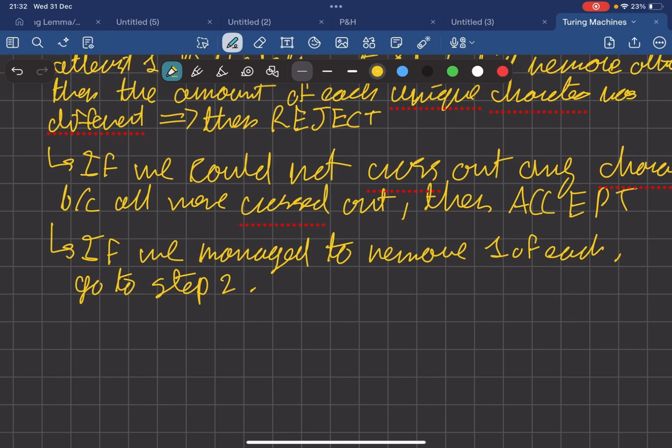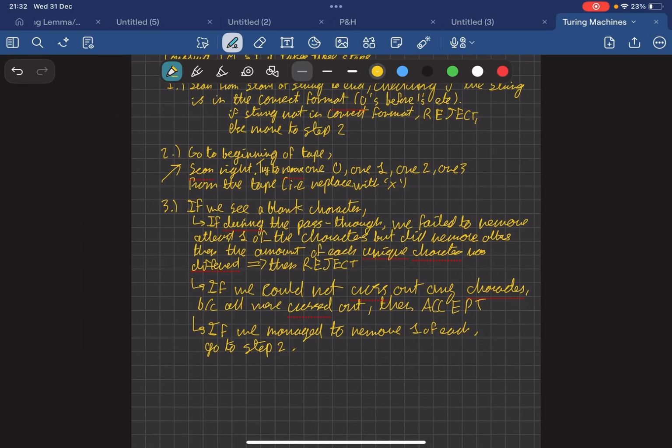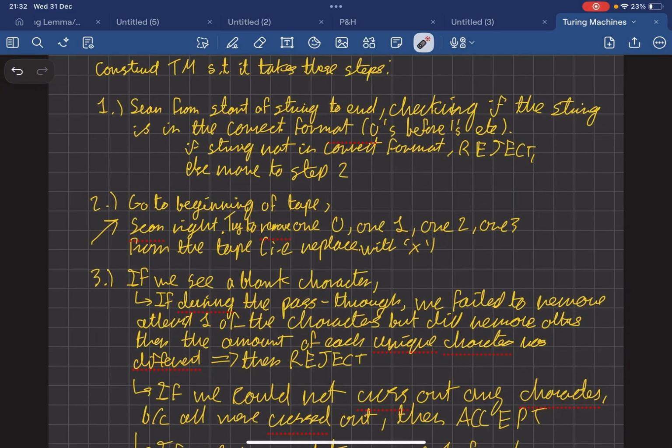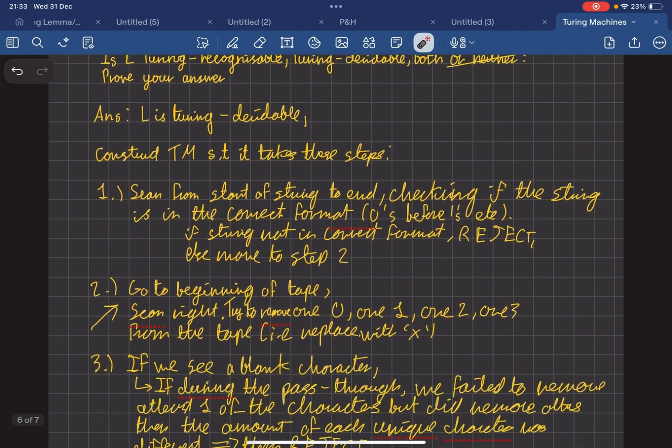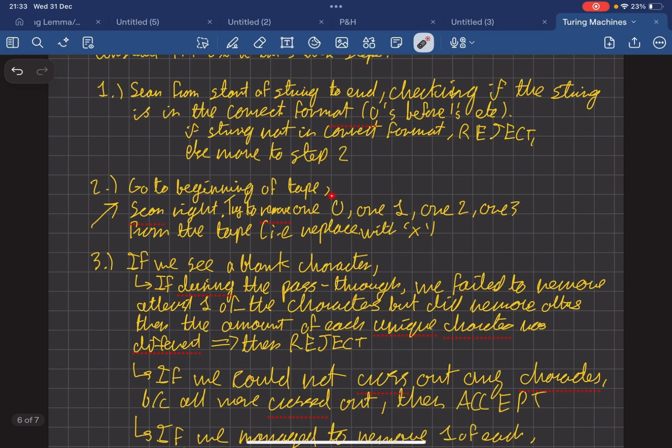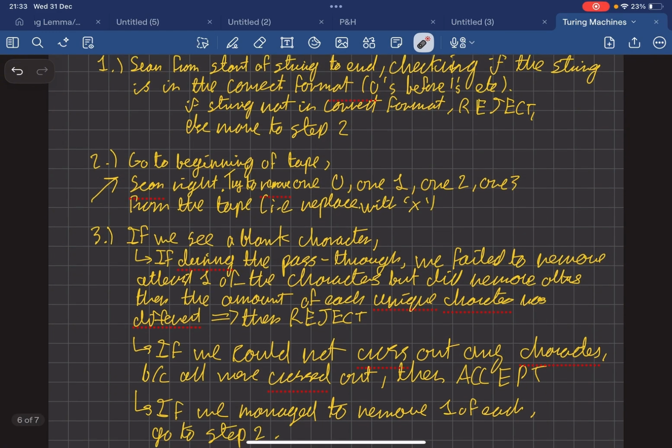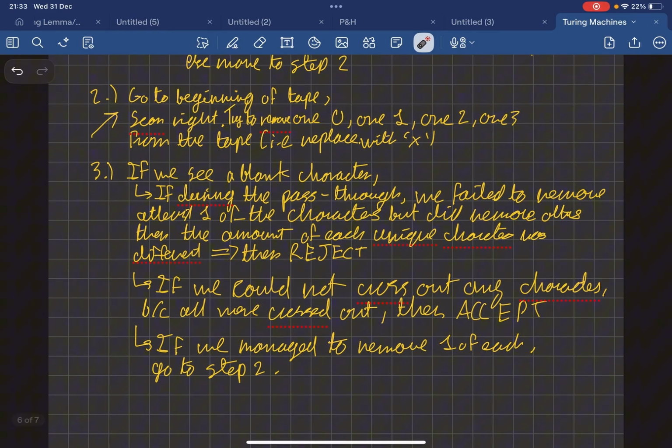Okay, that's it. So just to reiterate, step 1, we scan the string, check if it's in the correct form, so zeros before ones, etc. Step 2, we go to the start of the tape, then we try to remove one of each unique character as we pass through it, and we cross it out by replacing it with an X. Then, if we reach the end of input, and it was the case that we failed to remove a character, but there were still other characters left, then we reject, because the original amount of characters in the tape before crossing everything out were different. The counts of unique characters, I mean.